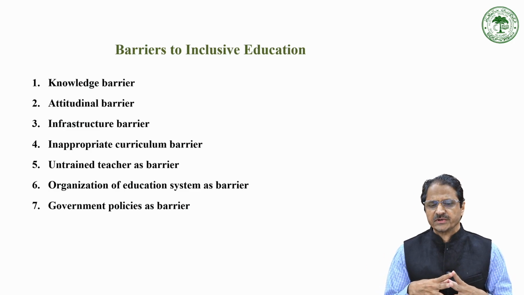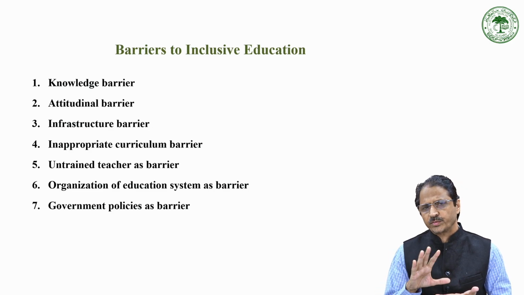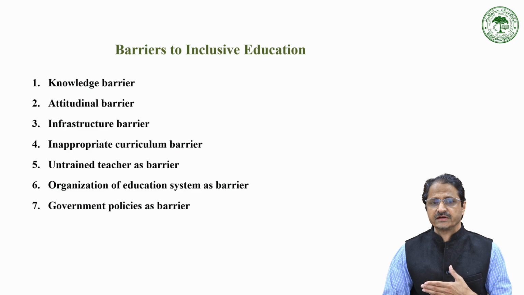There are many barriers in implementation of inclusive education. After learning these barriers, we will try to understand what can be done to support this population. Knowledge is one of the barriers. Attitudinal barriers are also there. Infrastructure barrier is quite apparent. Inappropriate curriculum is also considered on many occasions as a barrier, and there is a scarcity of trained teachers who have the knowledge as well as skills and the desire to deal with students with special education needs. Organization of the education system sometimes creates barriers, and government policies sometimes assist and sometimes prove to be barriers if not implemented in real perspectives.